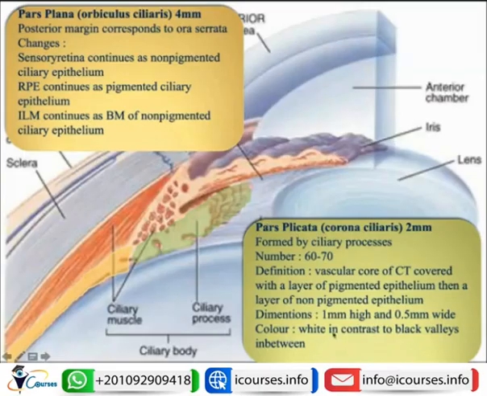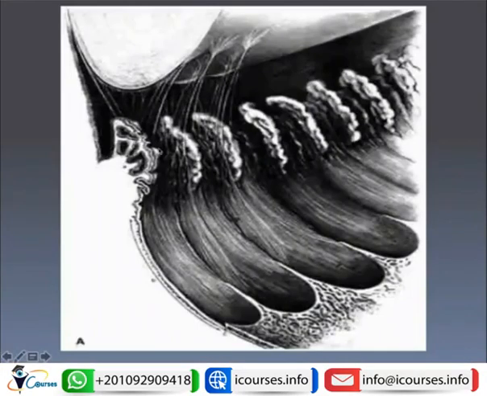The dimension of this pars plicata will be 1 millimeter in height and 0.5 millimeter in depth. Since the inner non-pigmented epithelium is the innermost layer, it will be facing the posterior chamber. If you check the ciliary epithelium, you will find it white in color, in contrast to black valleys in between. So here is a section of the ciliary process. You can see this is the ciliary body, ciliary process, and this is the pars plana, and this is the ora serrata.